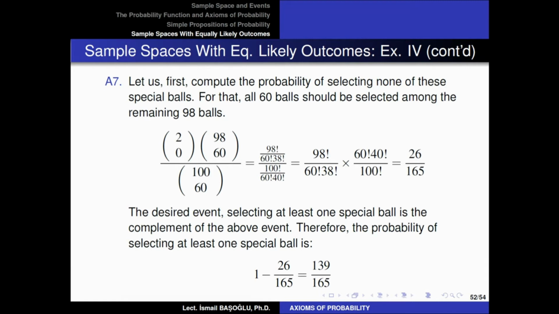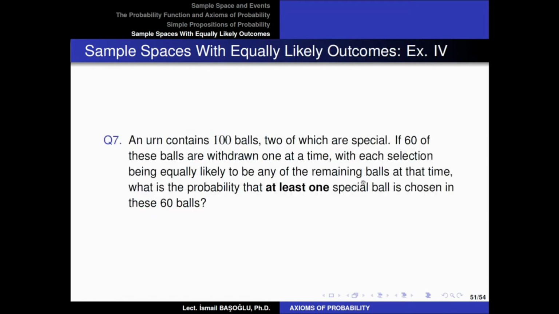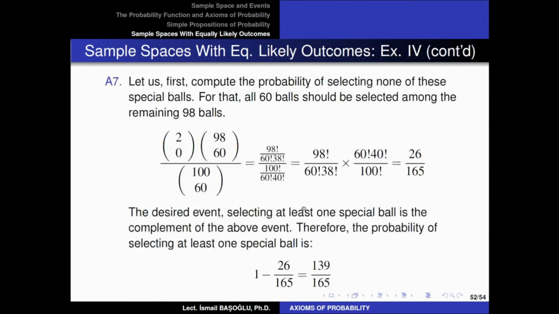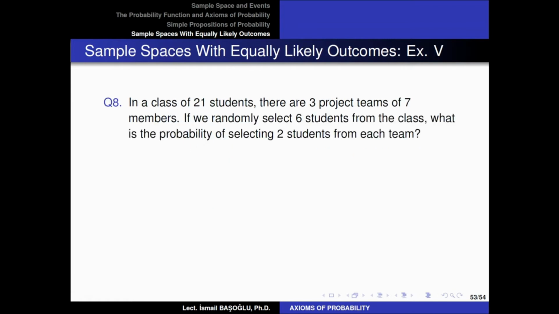Now remember, the question was asking us the probability of selecting at least one spatial ball, which is basically the complement of the event of selecting no spatial balls. Therefore, what you are going to do is subtract that probability from 1, and the probability of selecting at least one spatial ball is 139 over 165.